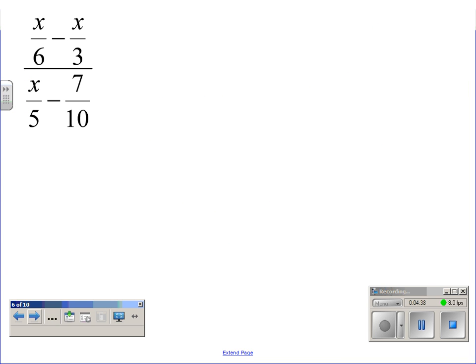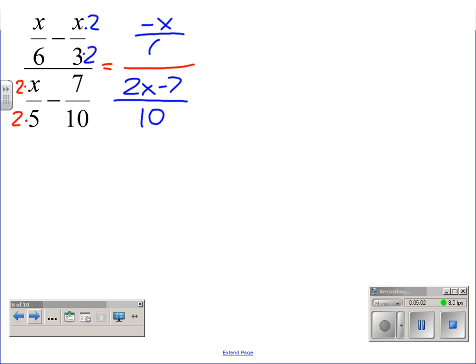All right, let's take a look at another example. So notice this one again is just with numbers. So what am I missing here? I'm missing a 2, so I need a common denominator. So what I'm going to have is simply 2x minus 7 divided by 10. On the top, notice I'm going to combine these fractions. I'm going to multiply both by 2, and x minus 2x is negative x divided by 6.